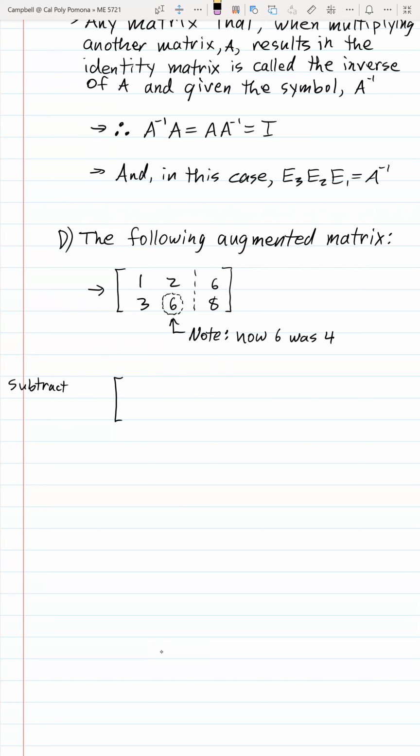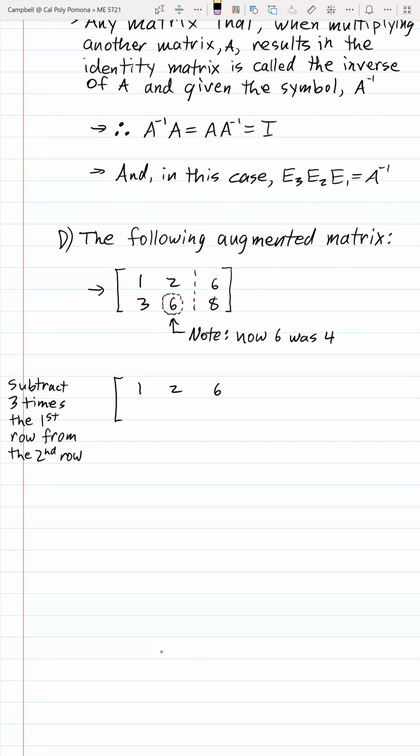If I subtract 3 times the first row from the second row, what do I get? Well, it turns out now that the second row, and that's what I was saying, you probably already saw it, the second row is now a scalar multiple of the first row. And so what do we get?